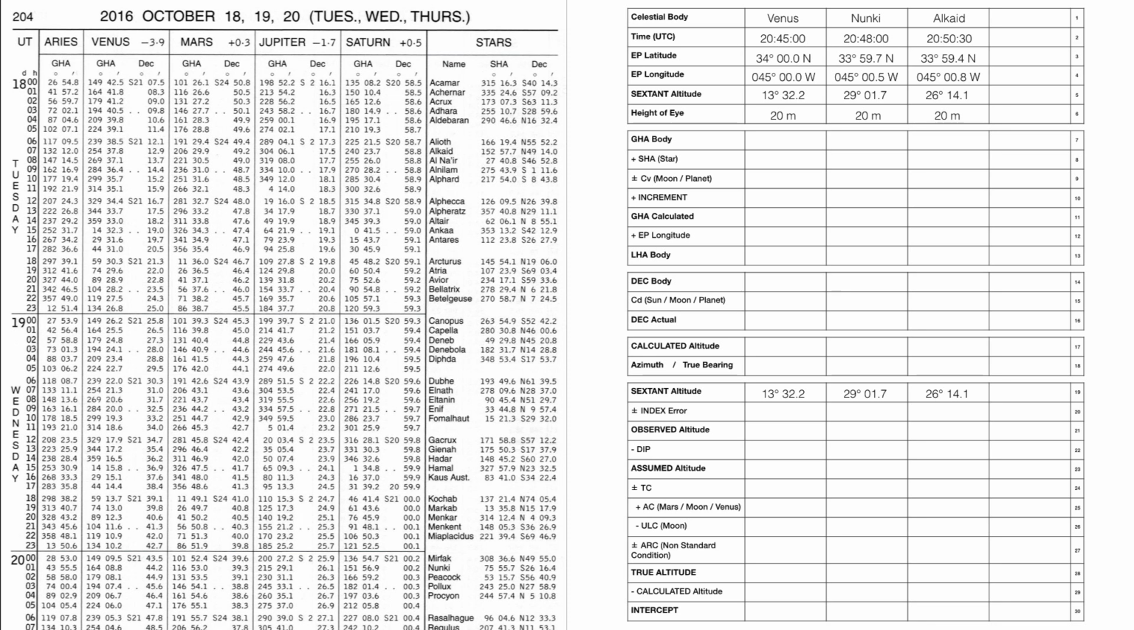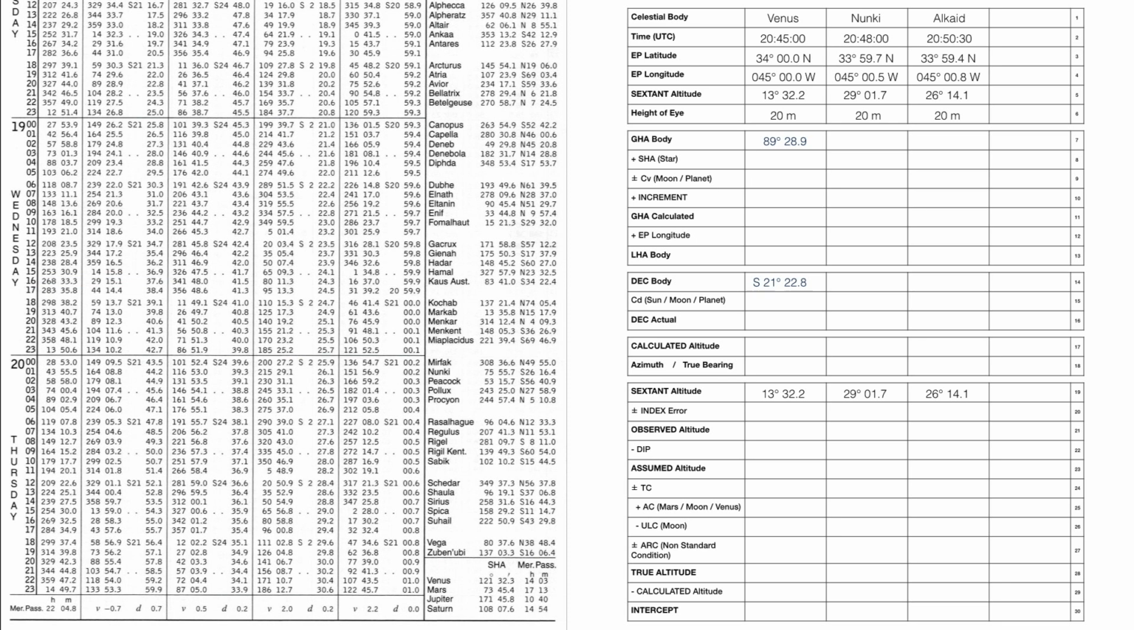So taking our nautical almanac, and turning to the appropriate daily page for the 18th of October 2016, we can read off the values of the Greenwich hour angle and declination for Venus at 8 o'clock, or 2000. As you can see, the Greenwich hour angle is 89 degrees, 28.9 minutes, and we have a declination of south 21 degrees, 22.8 minutes. We also look at the bottom of the Venus column, where we will find the V and D correction values, negative 0.7 and 0.7 respectively, which we'll make a note of on our pro forma.